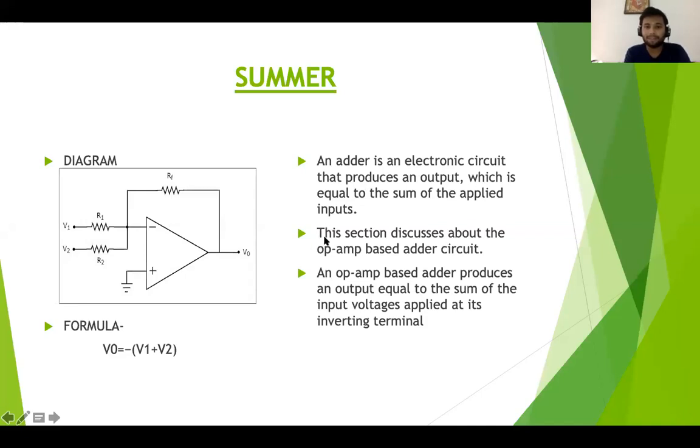Next point is that this section discusses the op-amp based adder circuit. The name is Summer, so it will talk about it. An op-amp based adder produces an output equal to the sum of the input voltages applied at its inverting terminal. Output equation is V naught is equal to negative of V1 plus V2. Why is it negative? Because we have applied the power supply on the inverting terminal. R1 and R2 are the two resistances, and RF is in feedback.